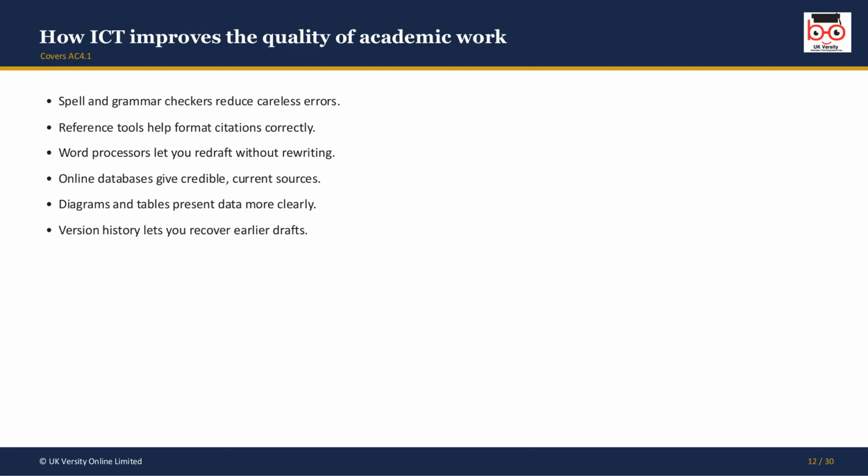Let's gather the ways ICT lifts the quality of your work. Spell and grammar checkers cut down careless errors, and reference tools help you format citations correctly. Word processors let you redraft without rewriting from scratch, and online databases put credible, current sources at your fingertips. Diagrams and tables present data more clearly than prose alone, and version history means an earlier draft is always recoverable.